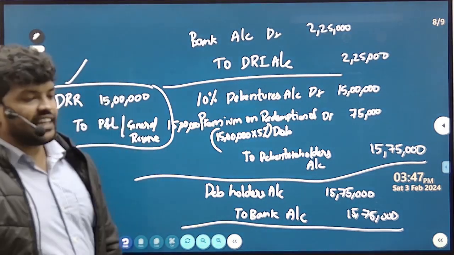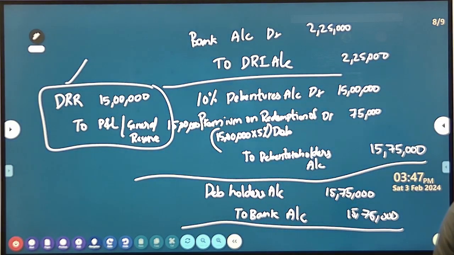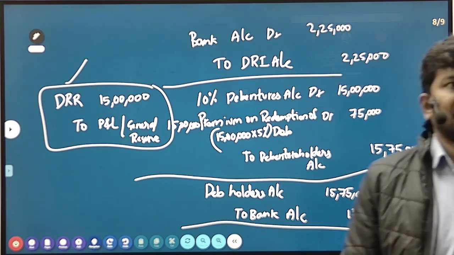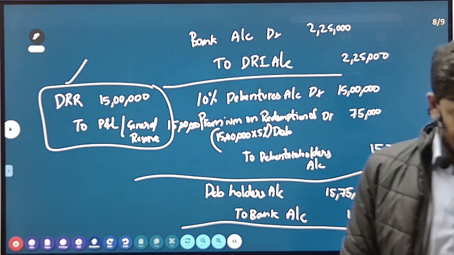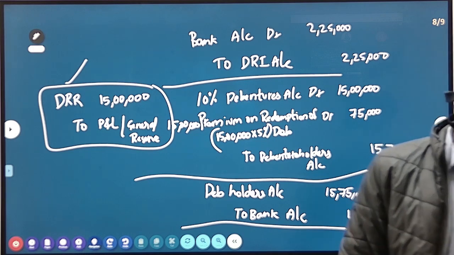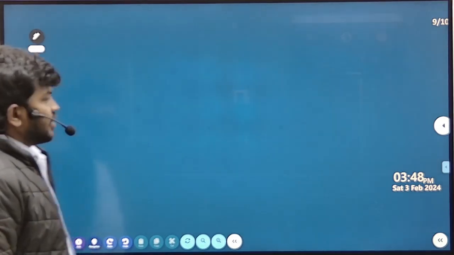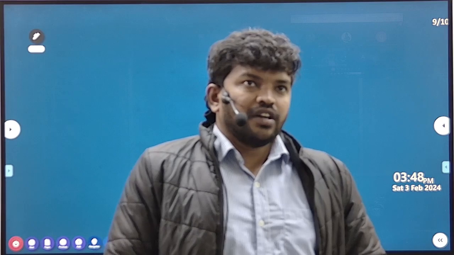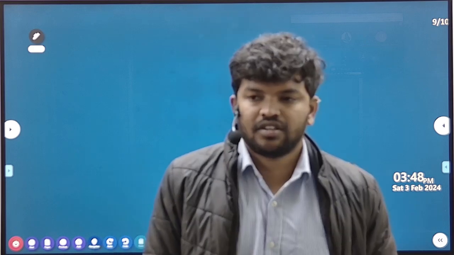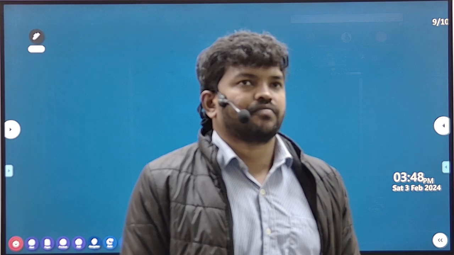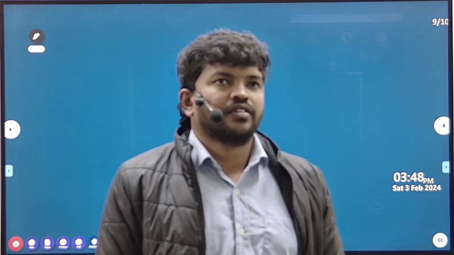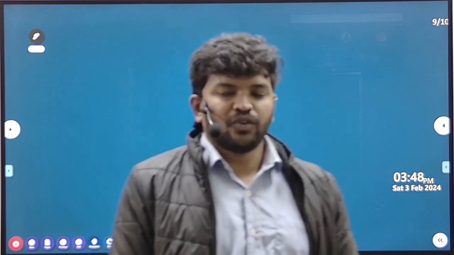This is the last entry, DRR to general reserve or DRR to P&L, 15 lakhs. Clear? This is all about issue and redemption of debentures. Any doubts? Online students, Neha, Ashwin, Arpana, any doubts? Any doubts? No, sir. Okay, very good, thank you.